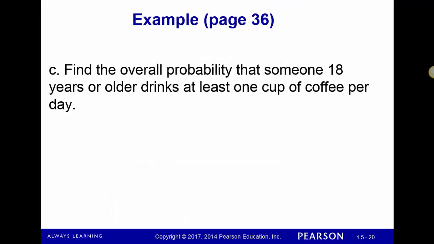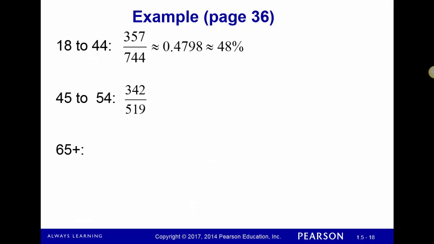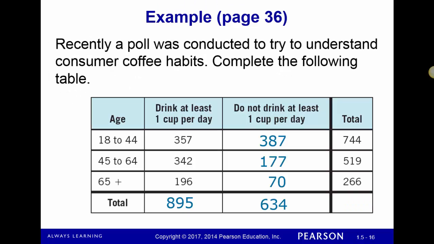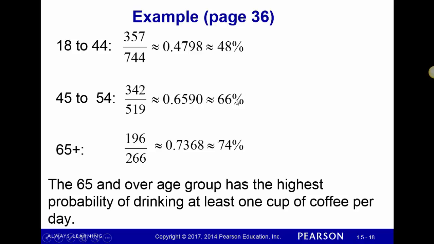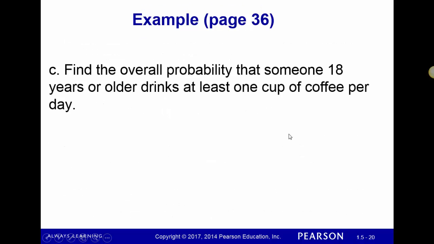Find the overall probability someone 18 or older drinks at least 1 cup of coffee per day. In this case, let me flip back real quick to the table. We're going to the very bottom row of the table. We're going to take 895, the overall number, and divide by 1529. And remember some of the numbers we had here: 48, it was going up, 66, 74. And so when we do the overall, it comes out to be 59. So it's in between those numbers. So overall, 59% of people say they drink at least 1 cup of coffee per day.